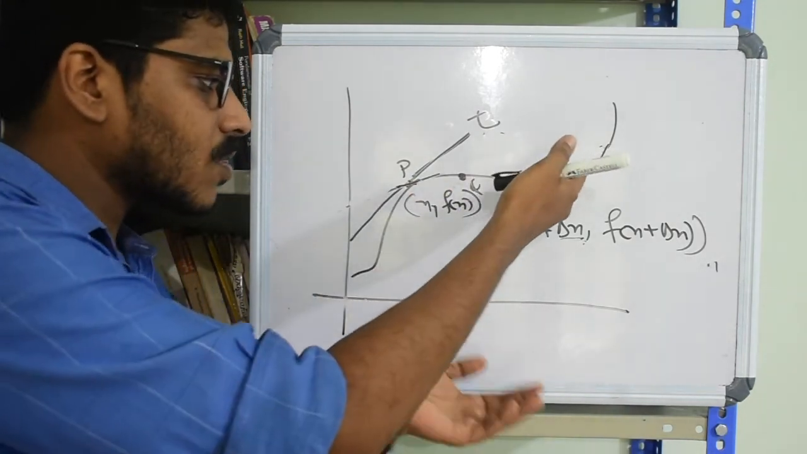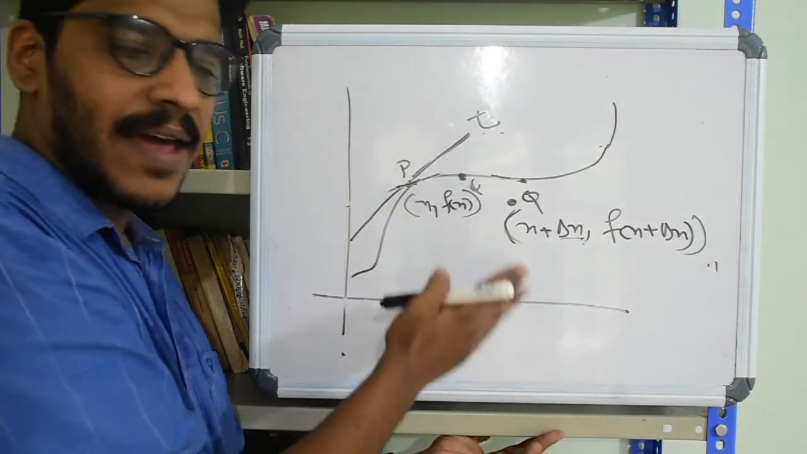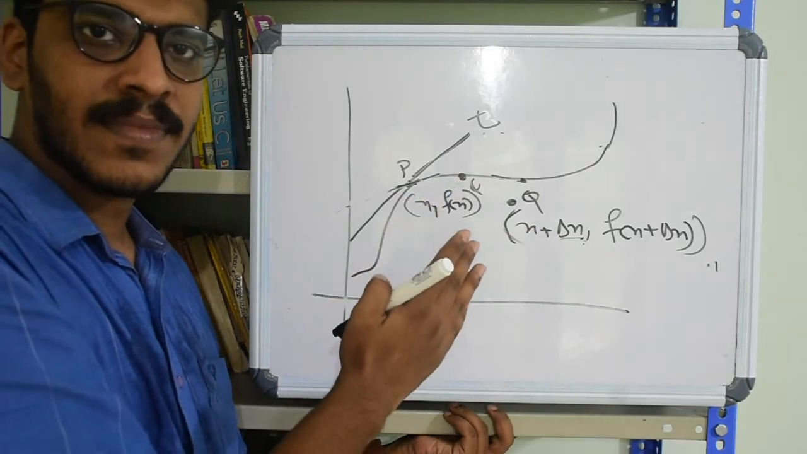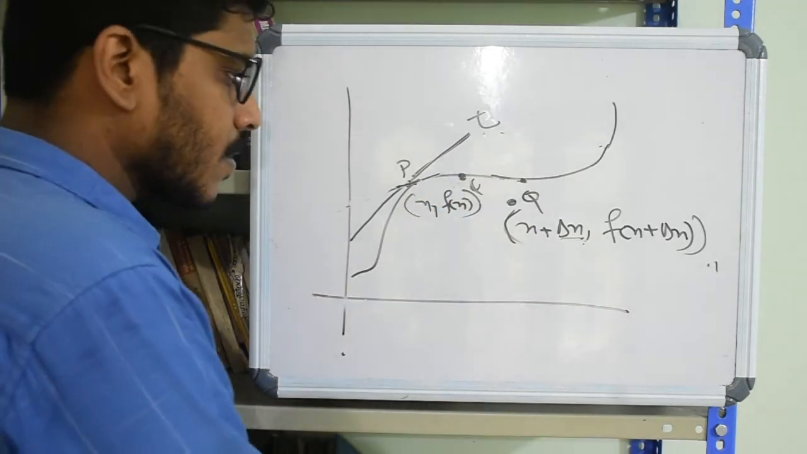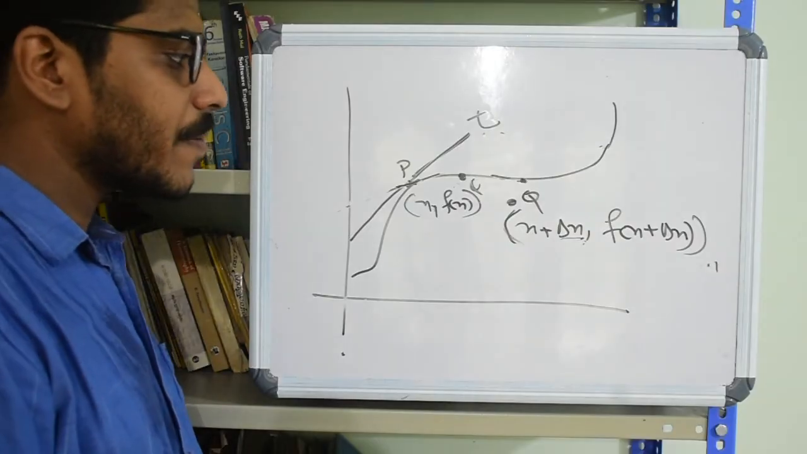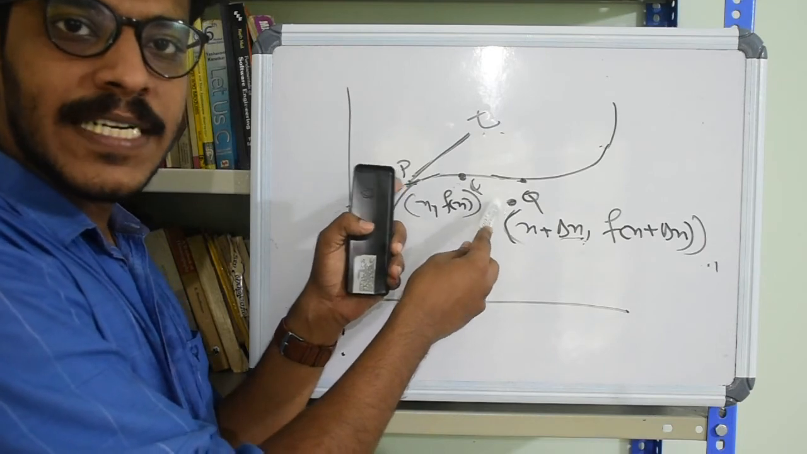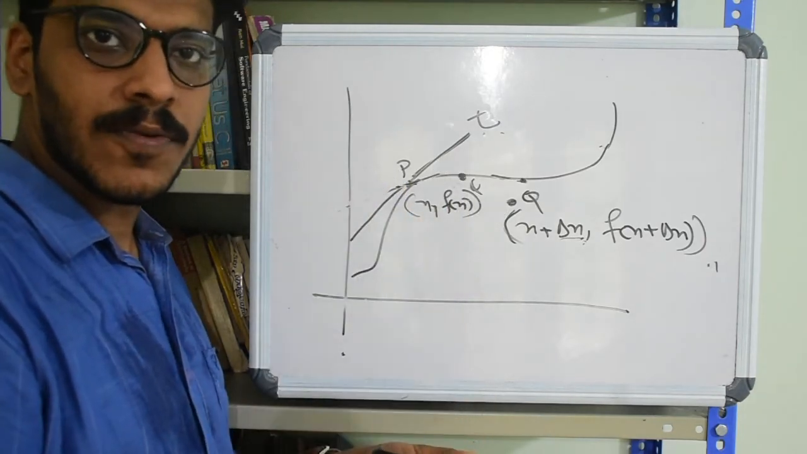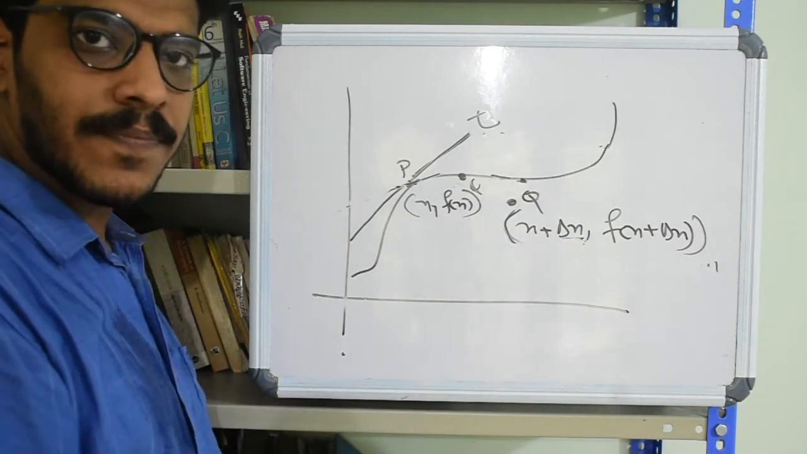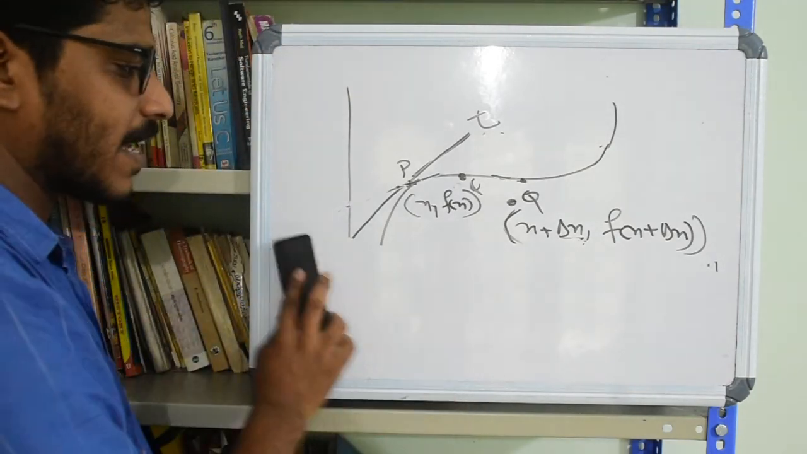So as we come closer to P, the secant line will be approaching the tangent line, and once they meet, the secant line and tangent line will coincide. So what do we mean by P and Q meeting? The difference in their x coordinate has to be 0, which means delta x has to go to 0. Keep that in mind. And now let's try to write an expression for the slope of the tangent line.